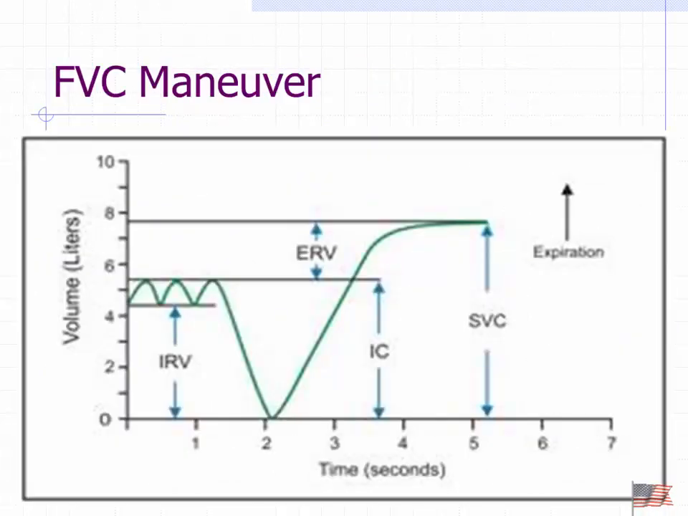If you remember with the FVC maneuver, we just have the patient breathe spontaneously. Take a deep breath in, deep, deep, deep. Now blow it out fast, fast, push, squeeze, squeeze, all the way out.